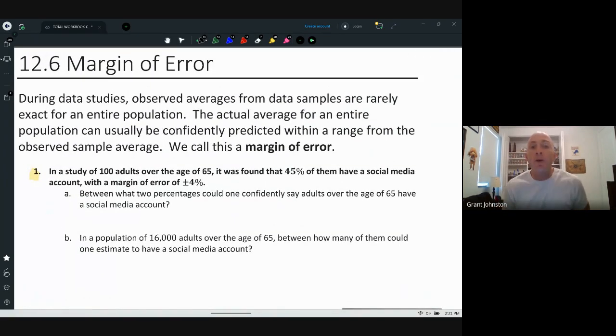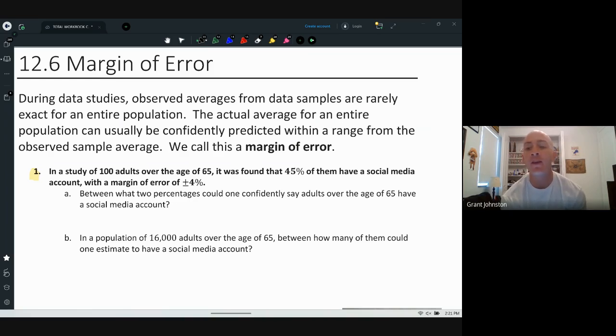Okay. Margin of error. So it says during data studies, observed averages from data samples are rarely exact for an entire population. The actual average for an entire population can usually be confidently predicted within a range from the observed sample average. We call this a margin of error. So you probably never really took a statistics course before, so that probably didn't mean a whole lot to you.